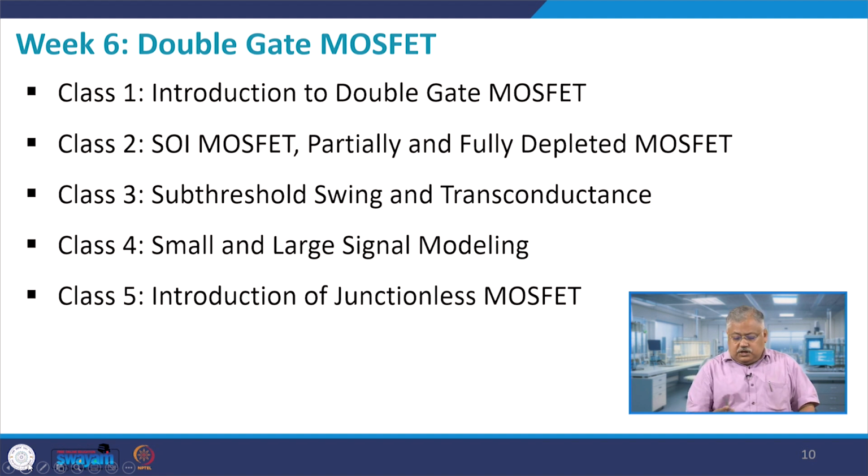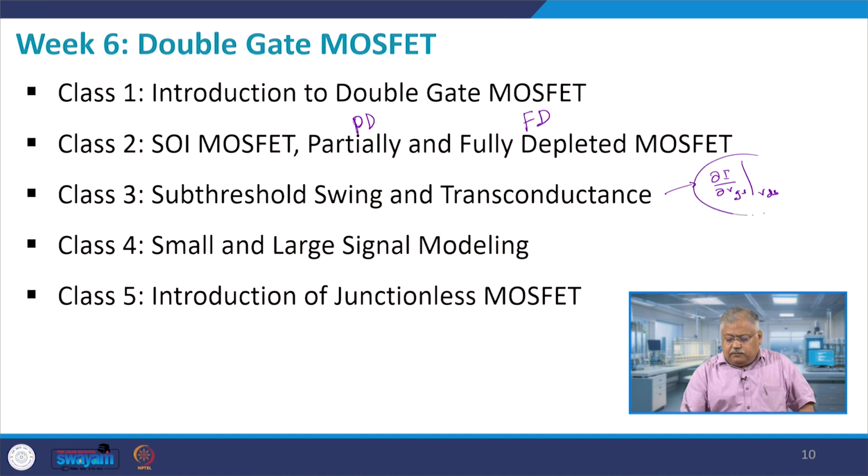This is also referred to as PD, partially depleted, and this is FD, which is fully depleted MOSFET. Then we will take up these devices and check their subthreshold swing and transconductance, right. What is transconductance? Transconductance is basically the rate of change of current with gate voltage, right. Just to give you information at this place, this is what we will refer to as transconductance, gm, right, and we will also look into subthreshold swings.